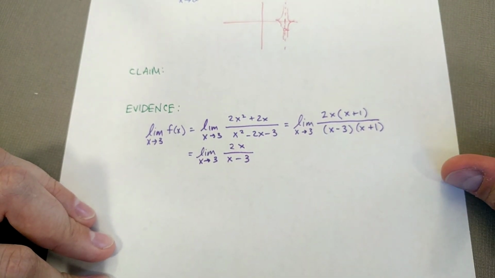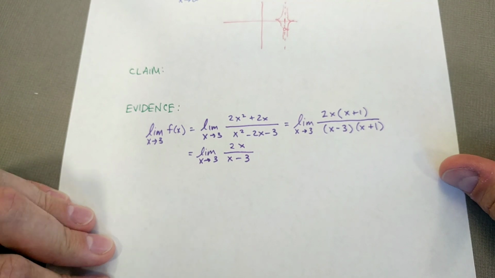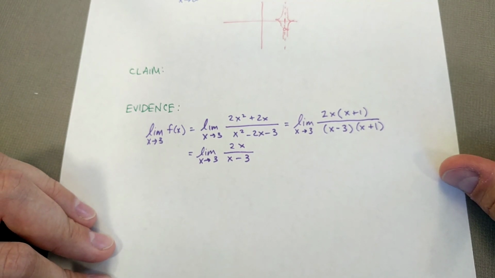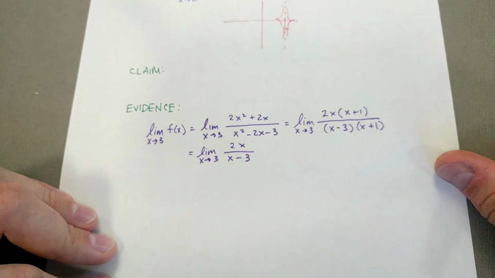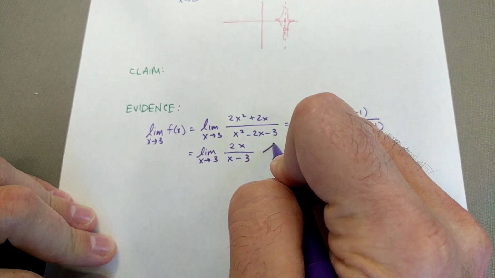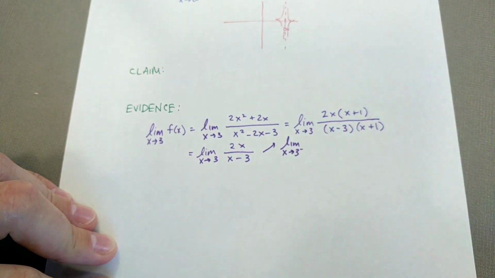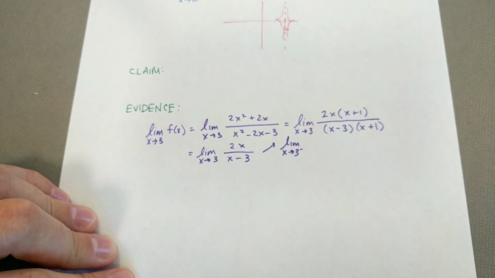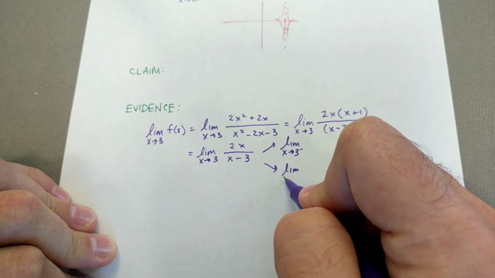I note that if I plug in 3 right now, I'll get 6 over 0, which is not undefined because we're thinking about a two-sided limit. And so what I want to figure out is, okay, does this not exist, or is it headed to something else? So I'm going to go ahead and separate this into the two cases: the limit as x approaches 3 from the left side, and the limit as we approach 3 from the right side.